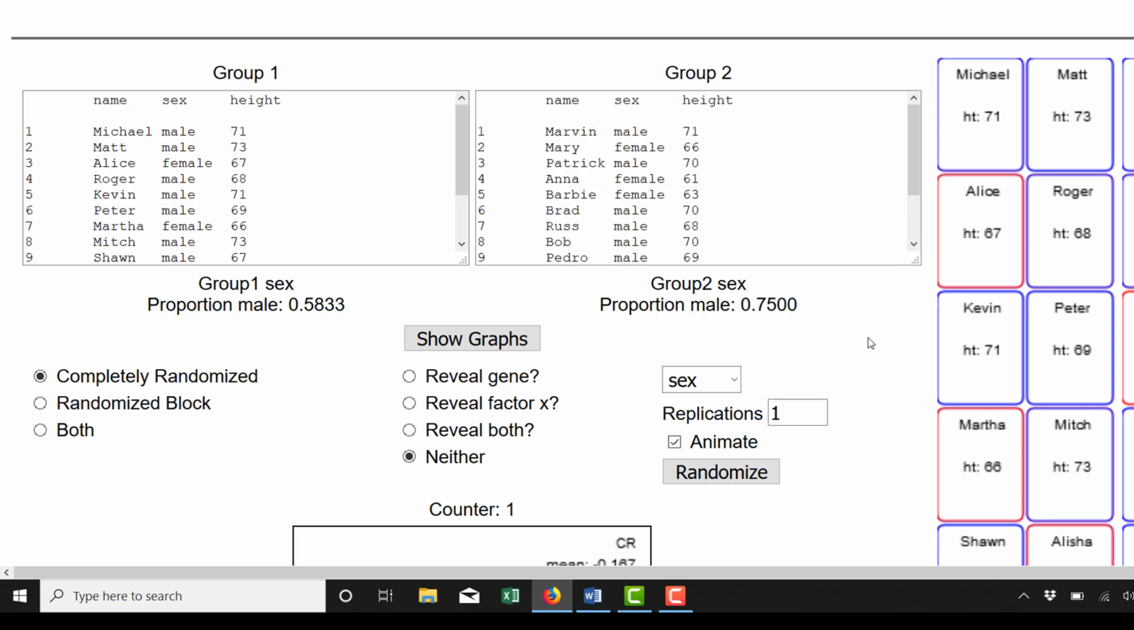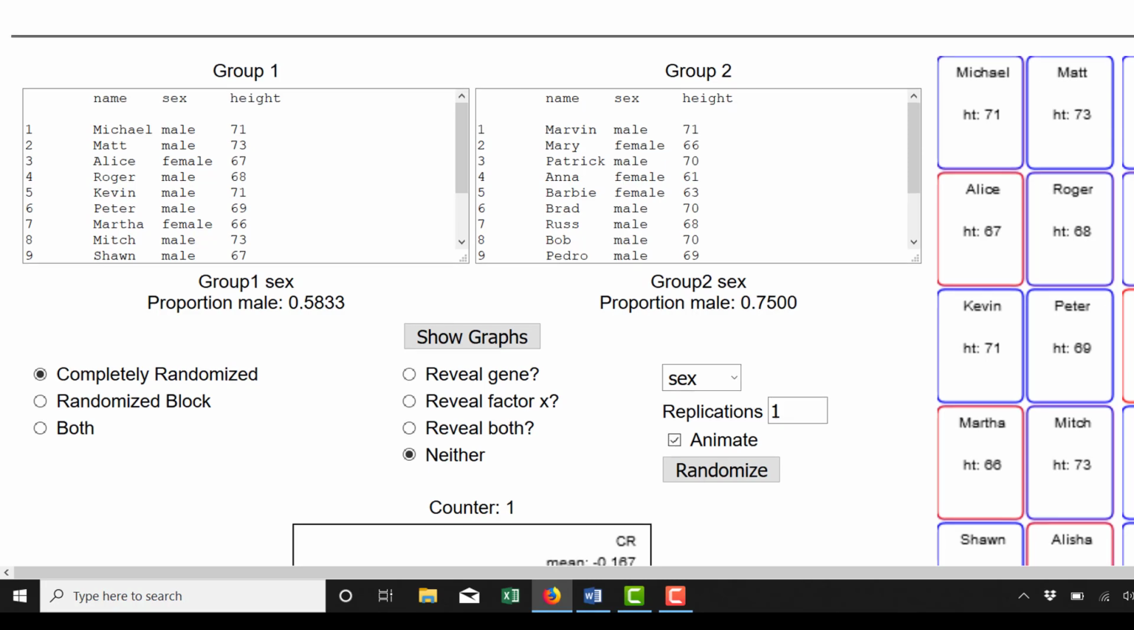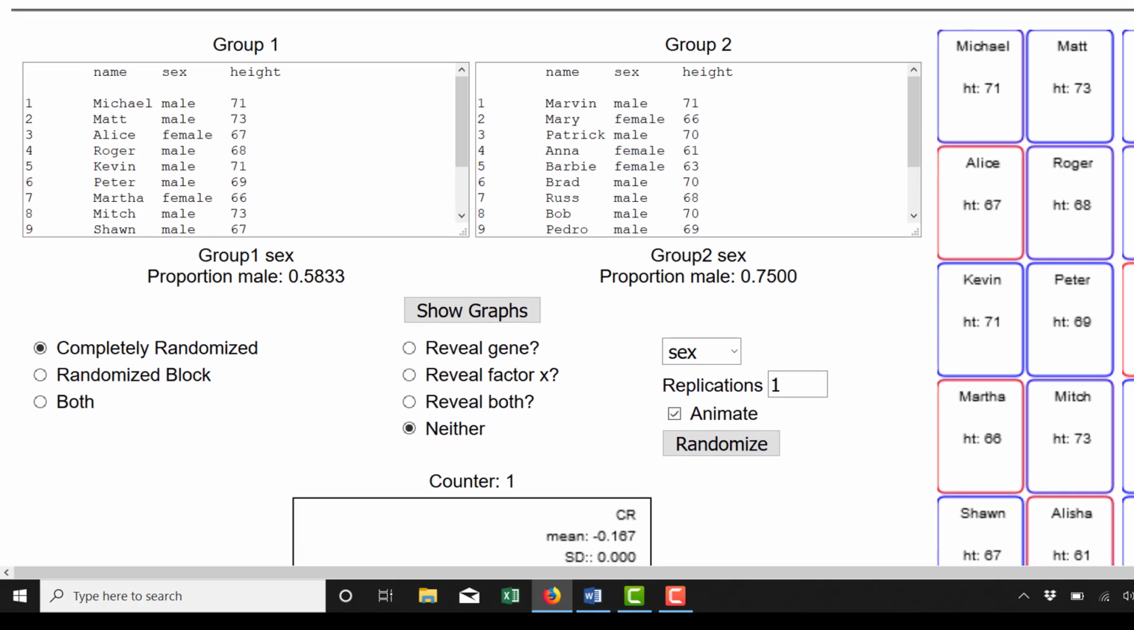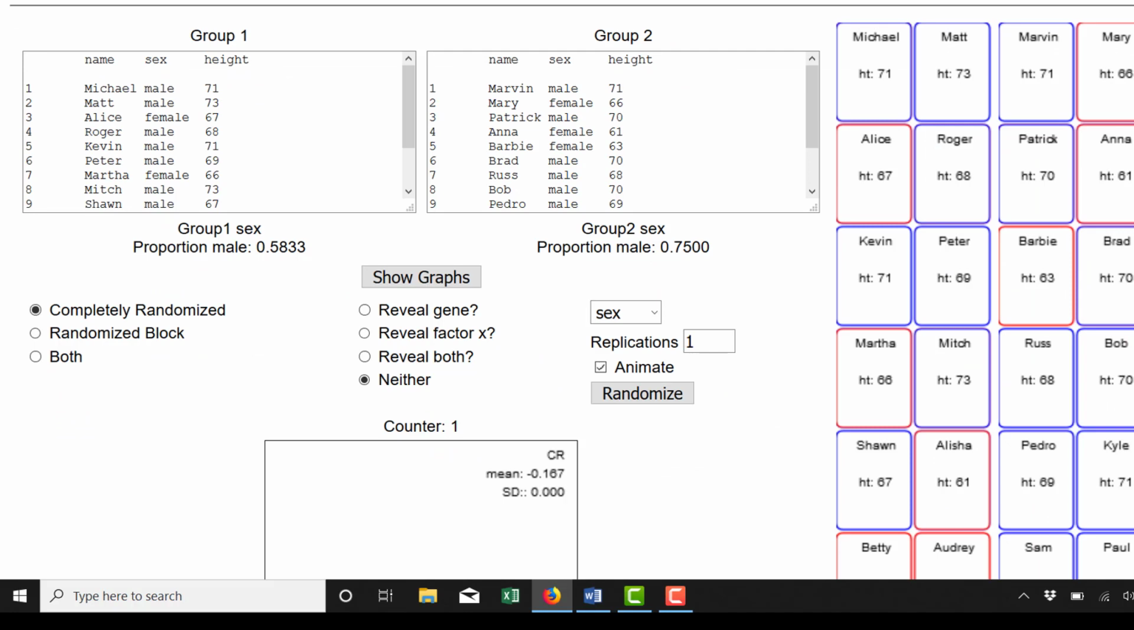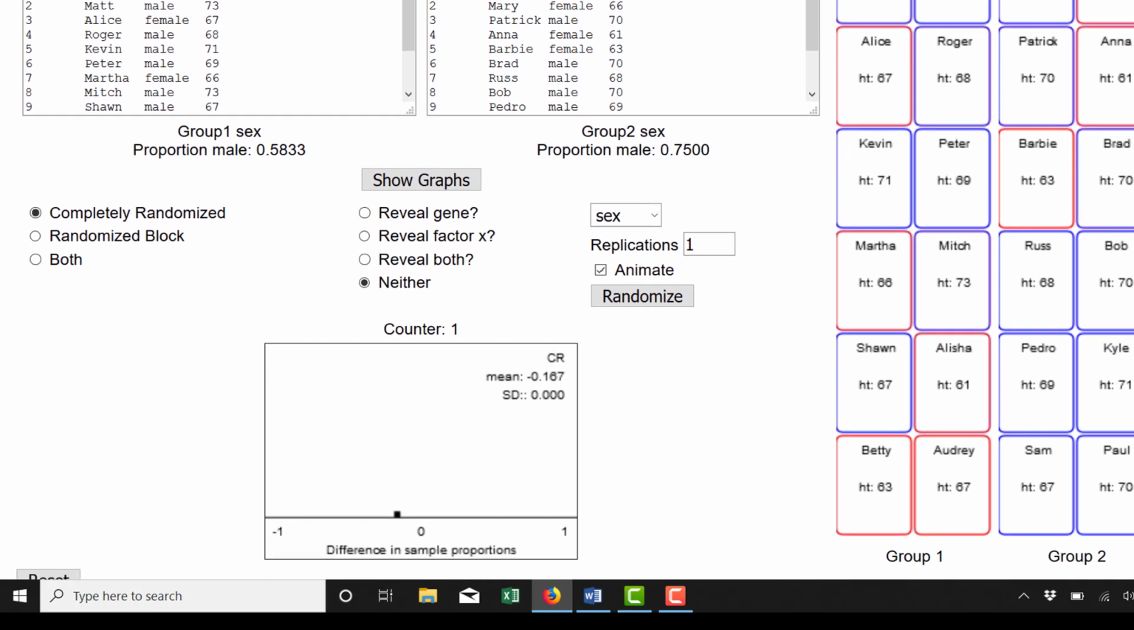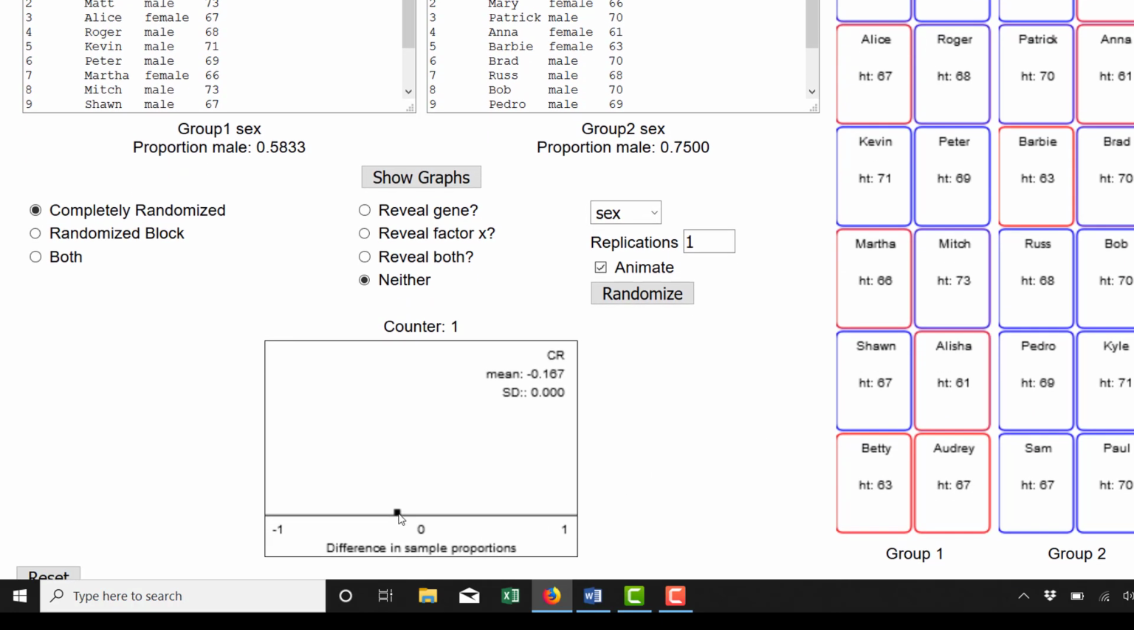So what we're going to do is look at a distribution down here at the bottom that displays the difference in the two groups. Down here, we have a point plotted on our dot plot, and this point is negative 0.167. To find that value, it took the proportion of males in group 1, which is 0.5833, minus the proportion of males in group 2, 0.75, and it got this negative 0.167.